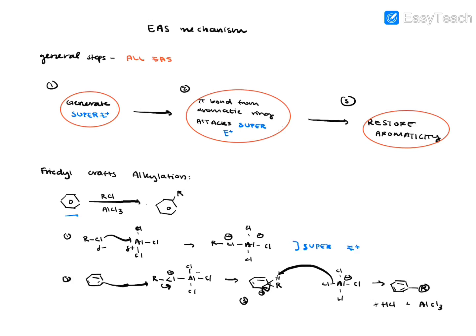So just another overall review, we have the first thing, we're generating our superelectrophile. This is our first step. Second step, our pi bond is going to attack our superelectrophile, and our third step, we're going to restore aromaticity by kicking off that hydrogen and forming a pi bond with it. So these 3 steps can be used for all other EAS reactions, so I definitely encourage you to go through other EAS mechanisms and try to use the same 3-step formula.